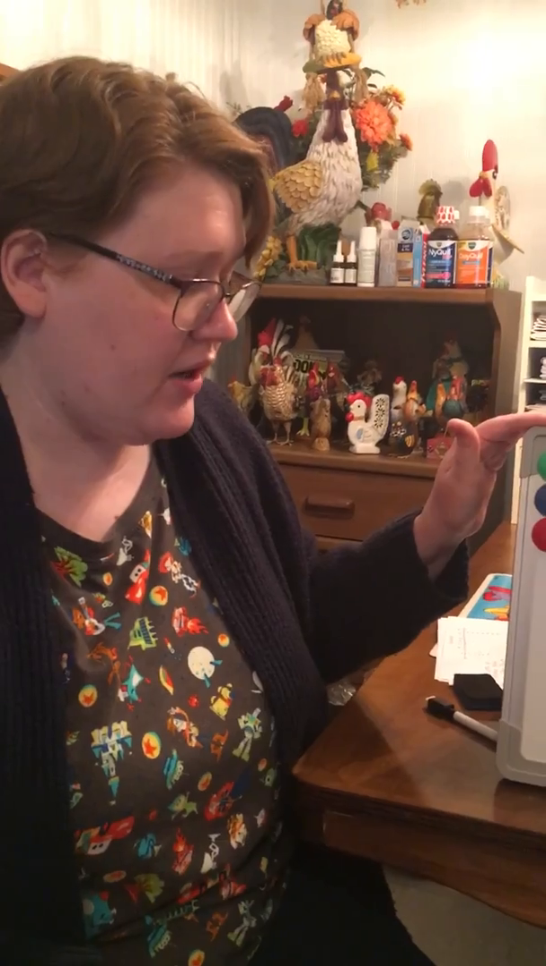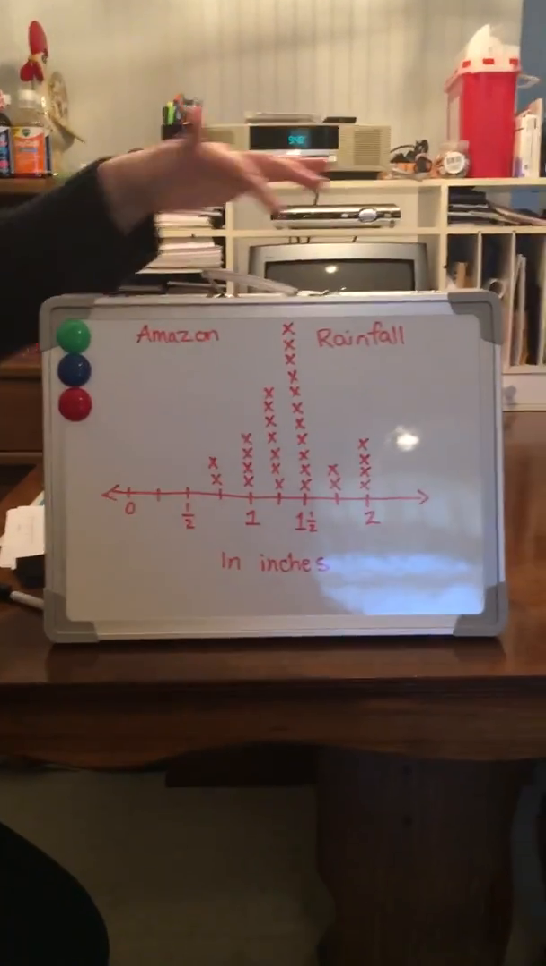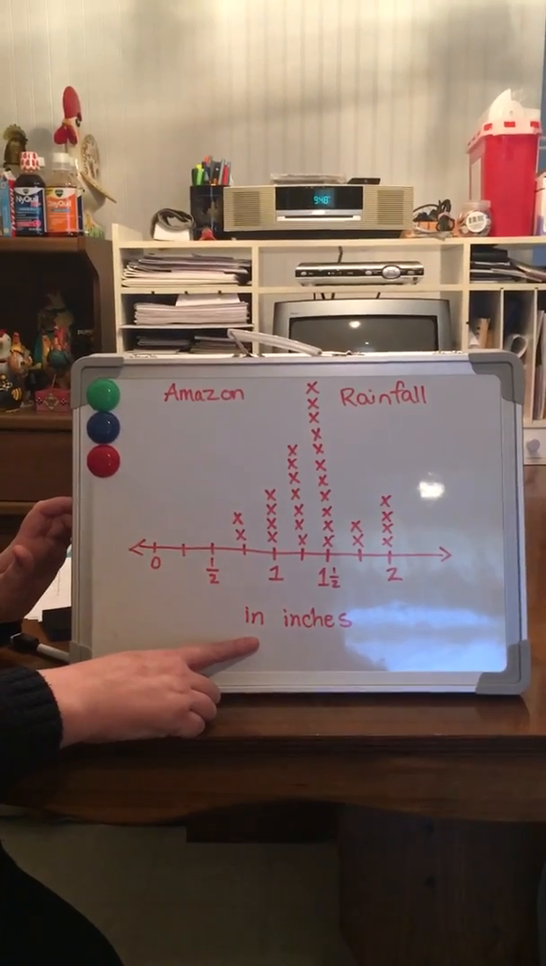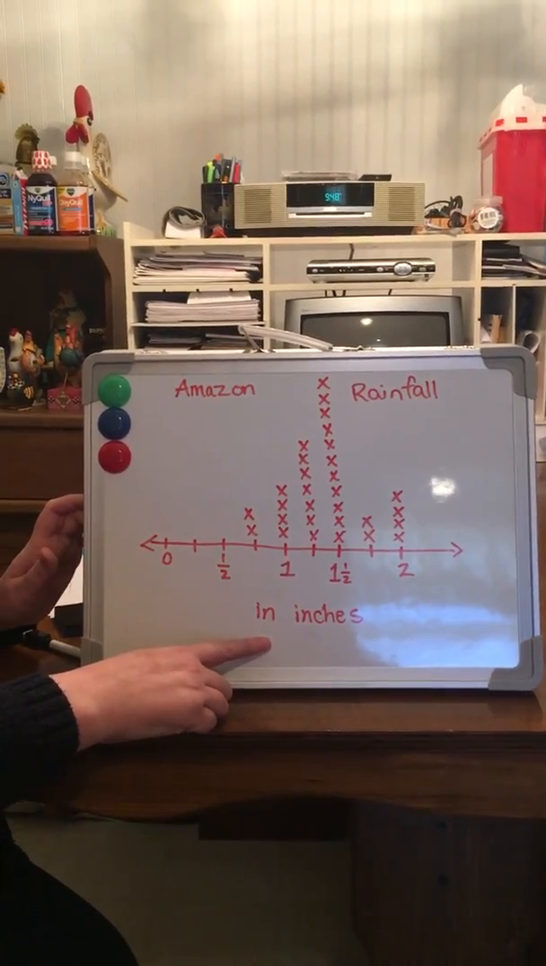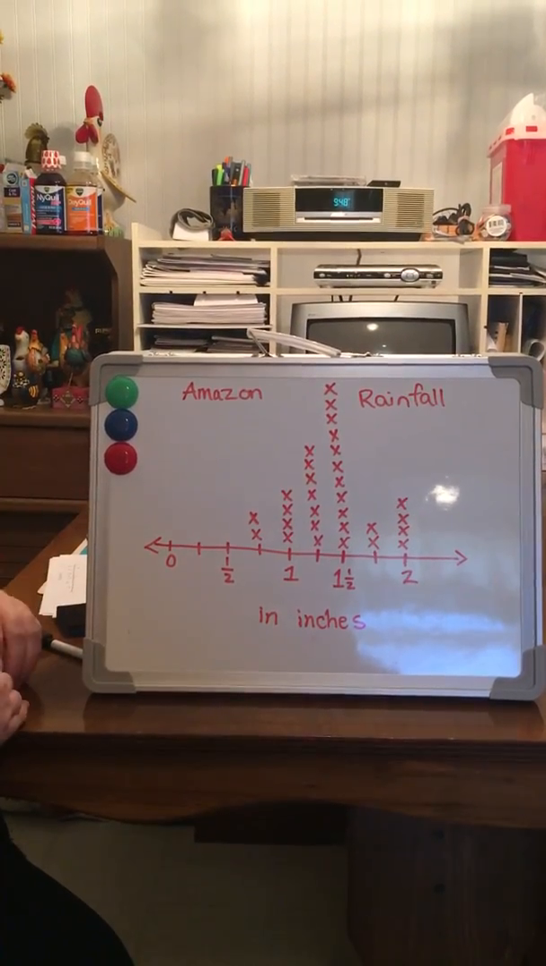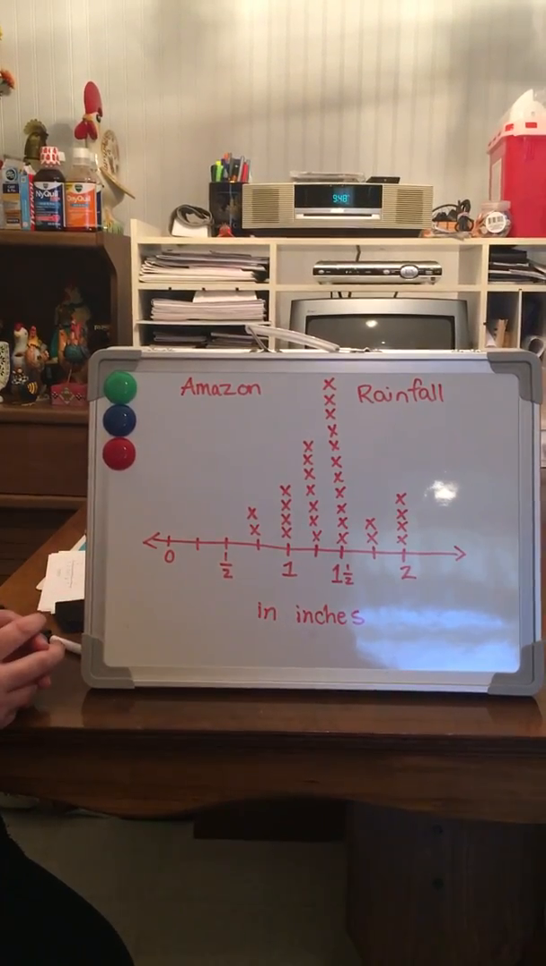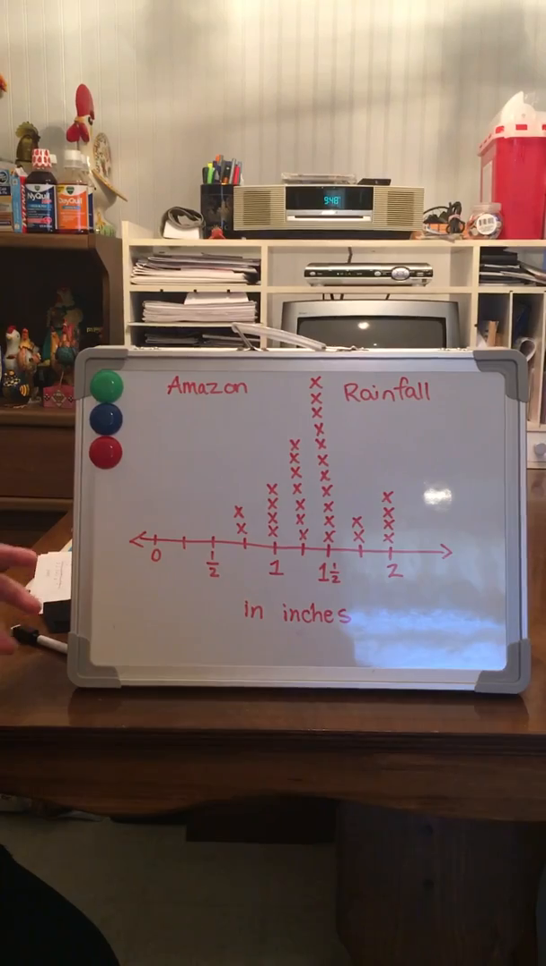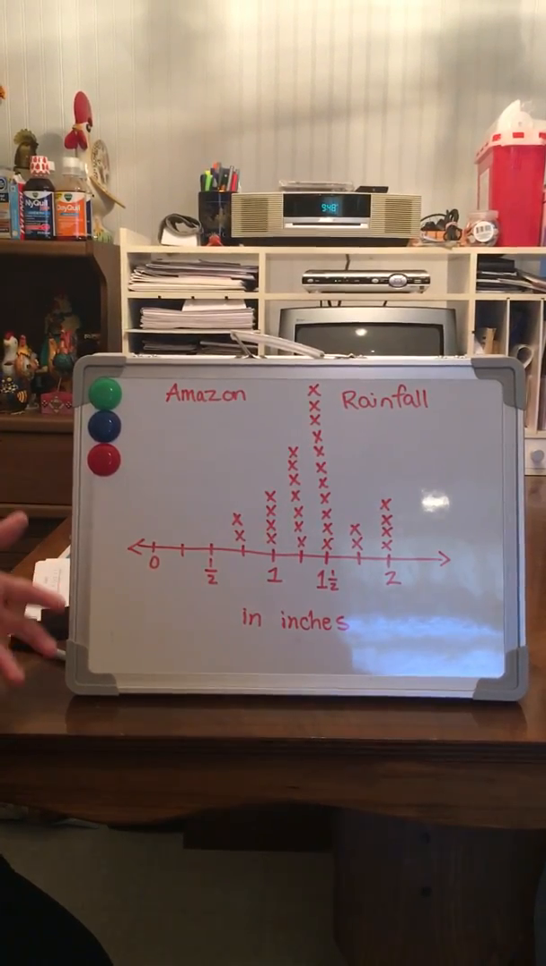Okay, we are going to talk now about 12-3, which is solve word problems using measurement data. So you'll see I have another line plot here. This one is on Amazon rainfall, and it says it's in inches. So it's like the Amazon rainfall for a month. Okay? And you'll notice that with this line plot, there are some numbers on the number line that are marked and labeled, and that there are some that are not.